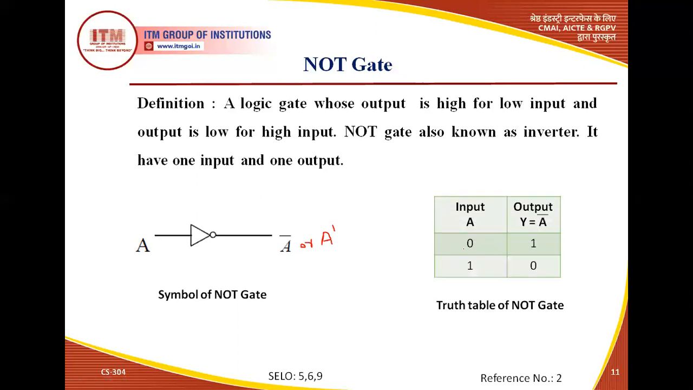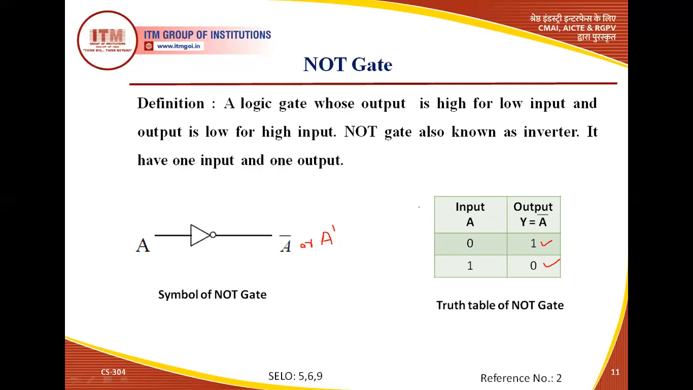This is the truth table of the NOT gate. If we give the input 0, it will produce the output 1. And if we give the input 1, it will produce the output 0. That means it will invert the input, 0 to 1 and 1 to 0. So the NOT gate is used as the inverter. That means if we want to invert an input, we will use the NOT gate.